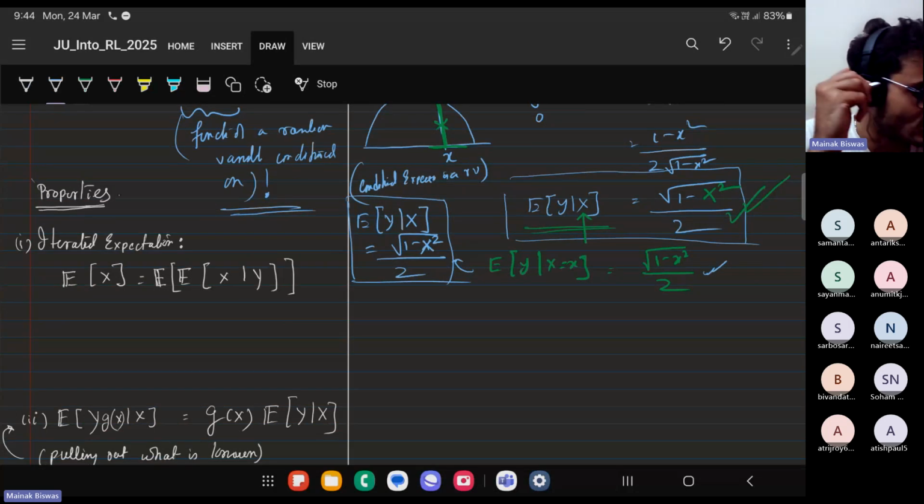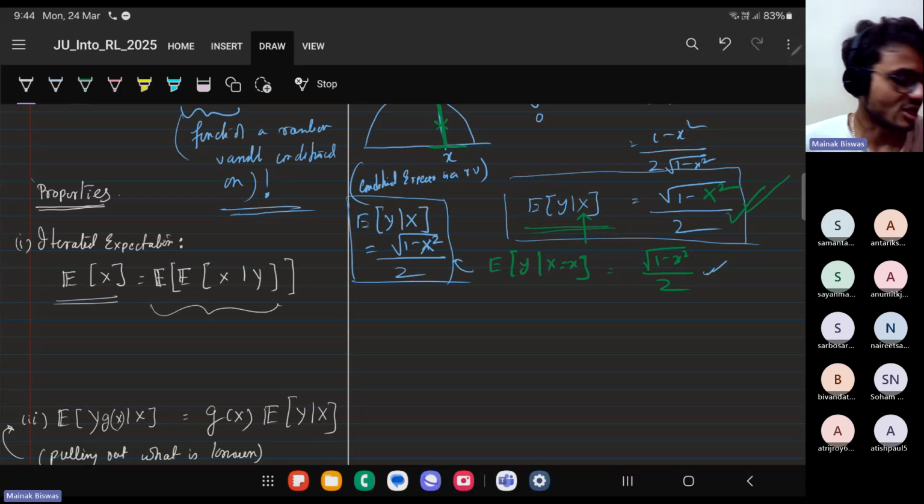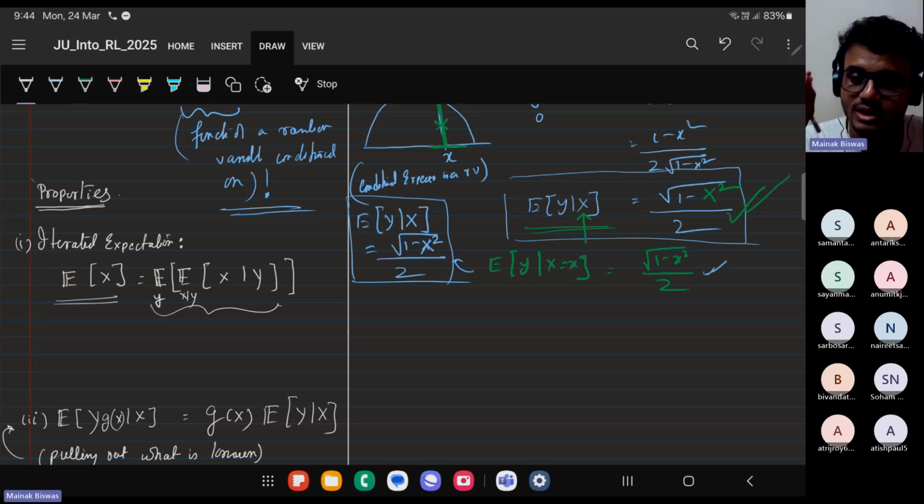So now, two very important properties of conditional expectations are known as iterated expectation and pulling out what you know. Now if I ask you, the expected value of X is actually a double expectation. First in terms of X given Y, and then in terms of Y. So first I select y, I do a sampling, and find out the expectation of X with respect to that y, and then take the expectation with respect to Y again. That gives me the expectation of X.